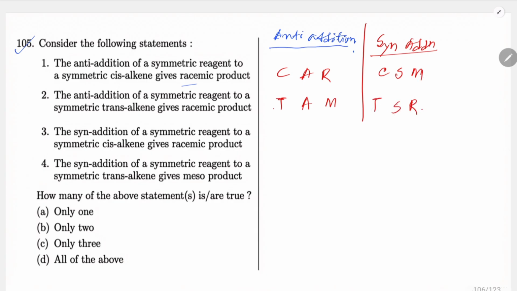So in the first statement, the anti-addition of symmetric reagent to the symmetric cis alkene will give the racemic product. So option 1 is correct. The anti-addition of symmetric reagent to the symmetric trans alkene will give racemic. No, this is the meso. That is wrong. The syn addition to the cis alkene will give the meso product, not the racemic. That is also wrong. Now syn addition to the trans alkene gives the racemic product, not meso. So that is wrong. Only one is correct.